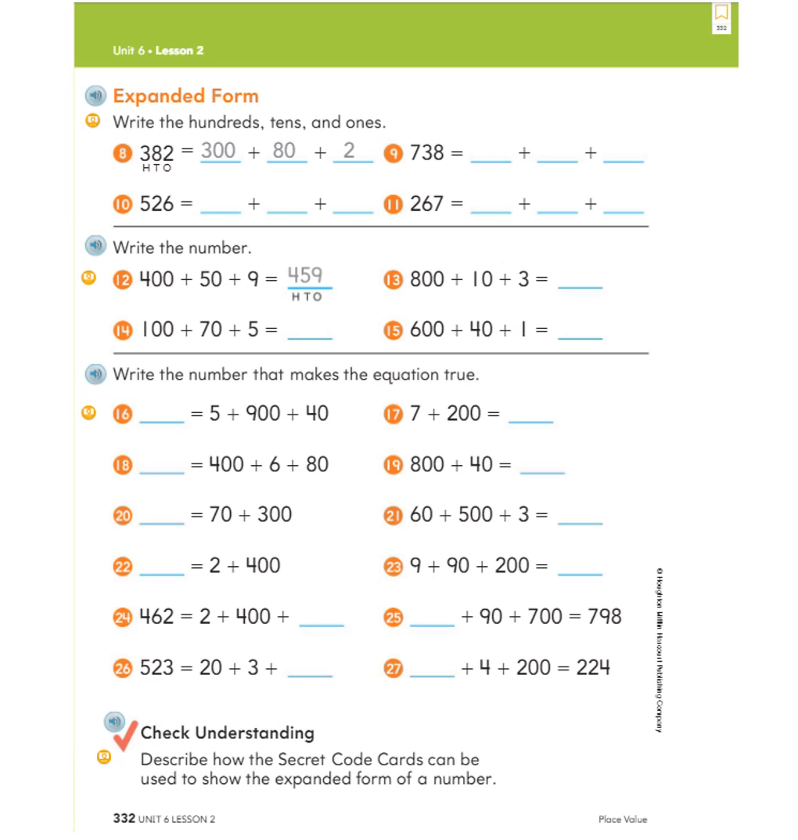Down at the very bottom for Check for Understanding, they want you to describe how the secret code cards can be used to show the expanded form of a number. So take your secret code cards that are in your workbook, cut those out, and show mom, dad, or a sibling how you can create a number with the secret code cards, and then how you can spread them out to show the expanded form. So that one is just explaining to moms and dads how you could use those secret code cards.